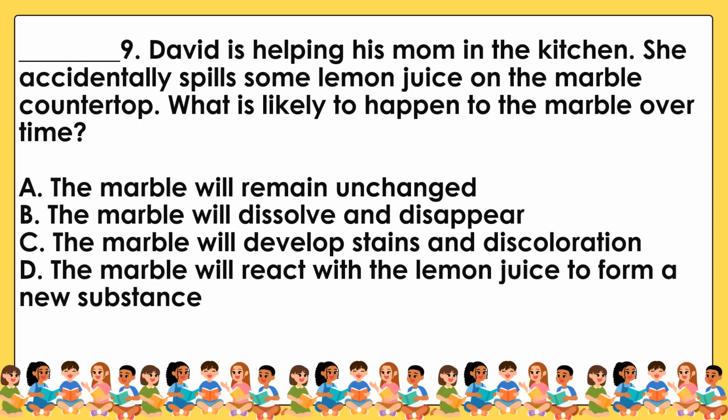Number 9. David is helping his mom in the kitchen. She accidentally spilled some lemon juice on the marble countertop. What is likely to happen to the marble over time? A. The marble will remain unchanged. B. The marble will dissolve and disappear. C. The marble will develop stains and discoloration. Or D. The marble will react with the lemon to form a new substance. The correct answer is letter C. The marble will develop stains and discoloration.